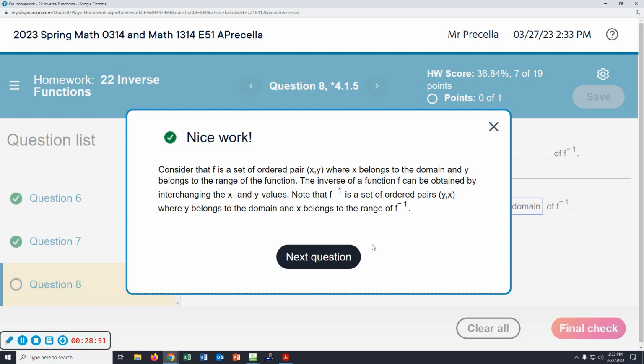I love it when they put in a little nice word and then they say it as convolutedly as they possibly can, just to make sure that teachers like us get to keep our job so that we're not completely outsourced by the computer. I like this last sentence. Note that f inverse is a set of ordered pairs yx, where y belongs to the domain and x belongs to the range of f inverse. Why don't they just say that x's and y's were swapped? Oh, goodness.